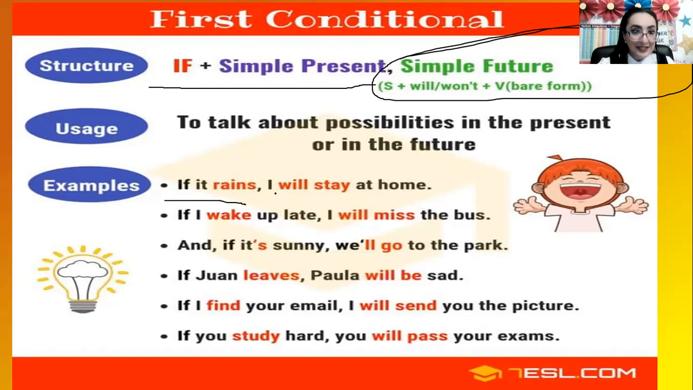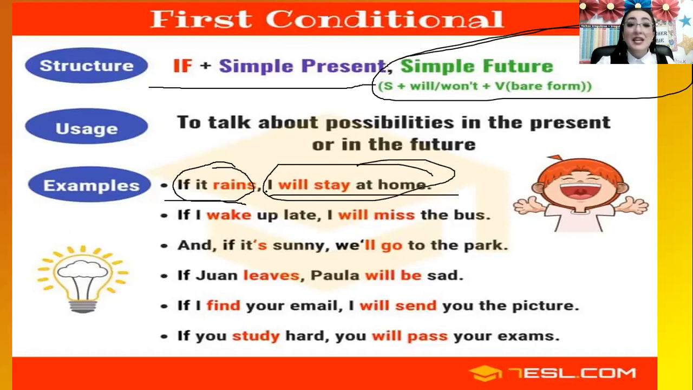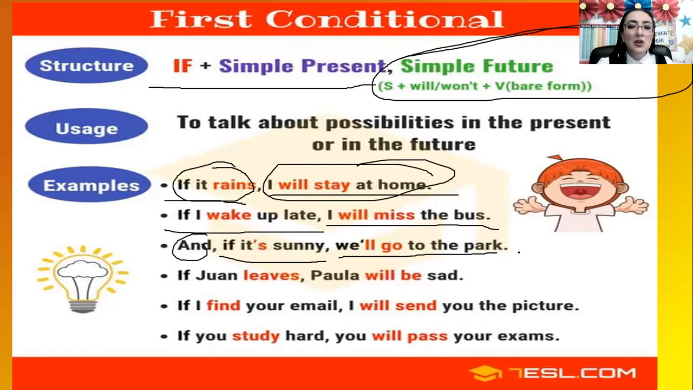If it rains, I will stay at home. My condition is in present and the result is going to be in future. If it rains, I will stay at home. If I wake up late, in present, my result is going to be taking place in future. I will miss the bus. And if it is sunny, we will go to the park, or we'll go to the park.